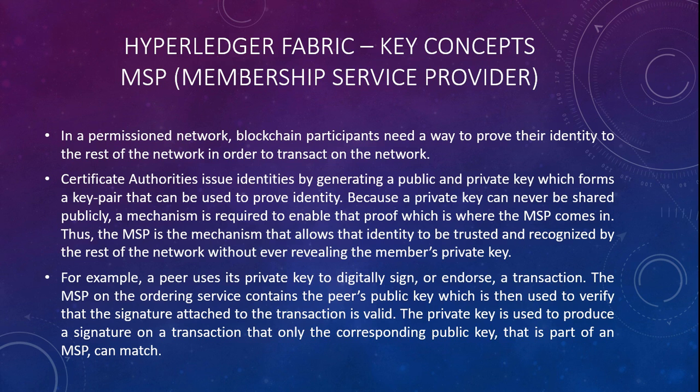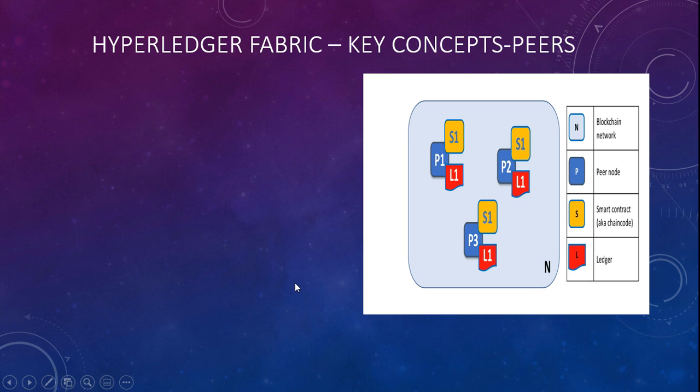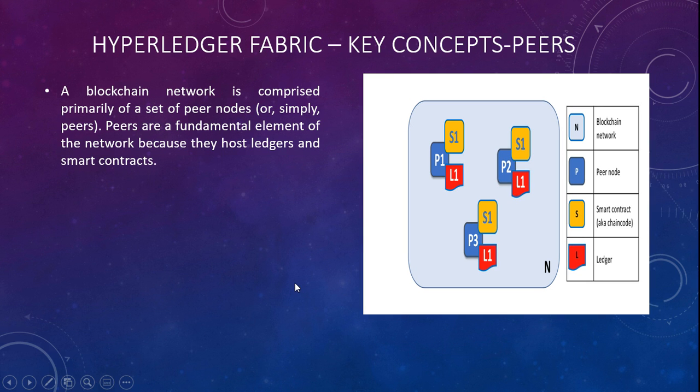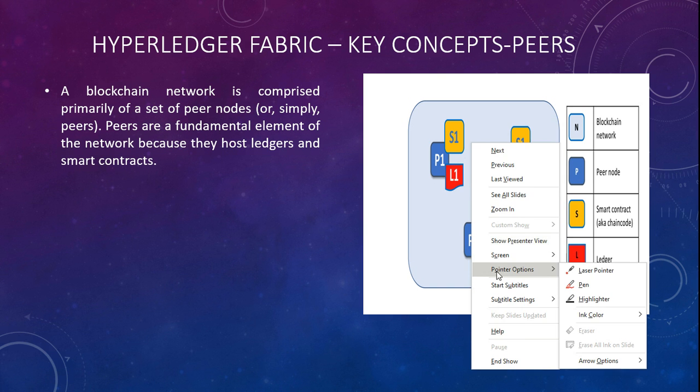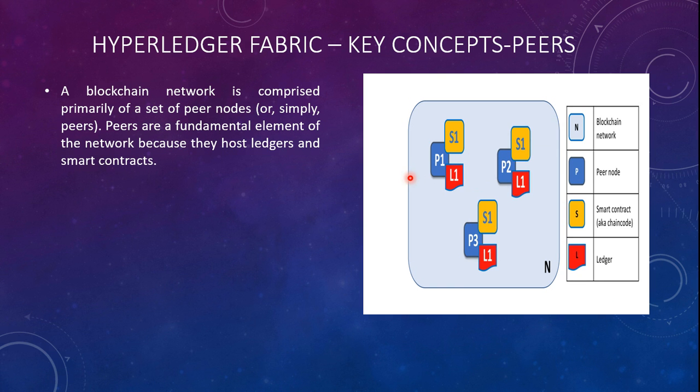So after MSP, now let's look at another concept which is called the peers. A blockchain network is comprised primarily of a set of peer nodes, or simply what we can call peers. Peers are fundamental elements of the network because they host ledgers and smart contracts.